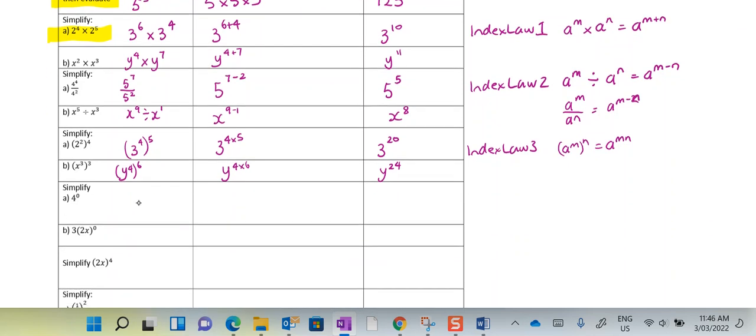Now, anything to the power of 0 is equal to 1, and that's our next index law.